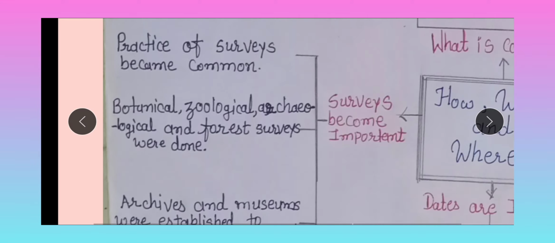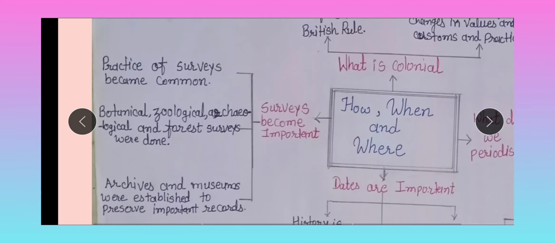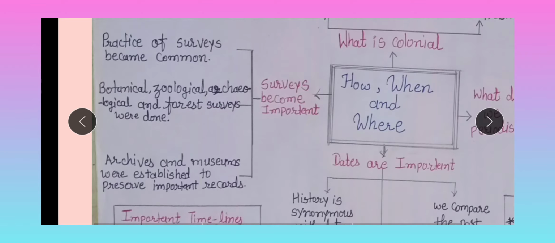The next point is surveys become important. The Britishers emphasized surveys. Whatever work they wanted to do, they first did a survey, taking the opinion of ordinary people and their thinking and ideology. That is called a survey. On that basis they took further decisions about whatever they wanted to do. So surveys are important.